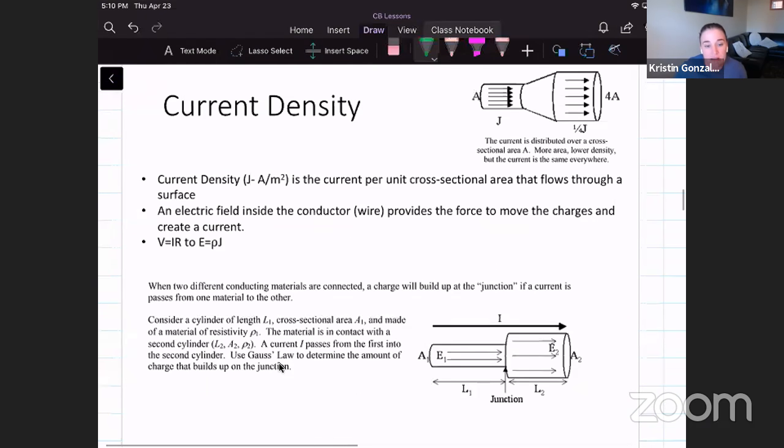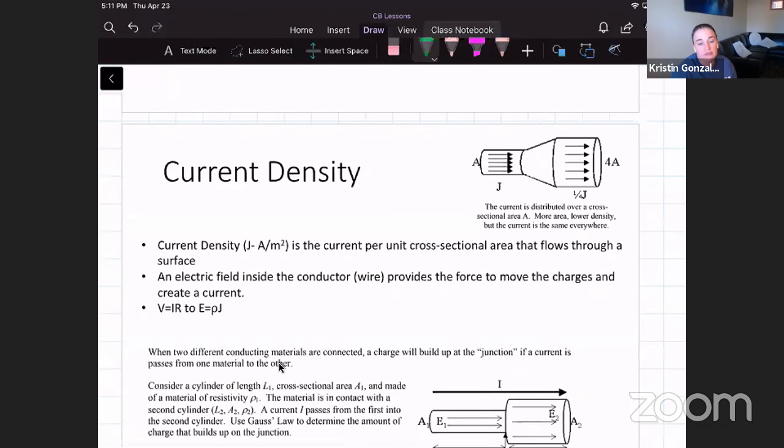And then the other thing we can talk about with current is the current density. Right? So the current density, which is J, is the current per cross-sectional area that flows through a surface. So we can have different wires of different cross-sectional areas. But if this were, let's say, part of one circuit, what would have to be the same throughout this whole thing? Well, if these are in series with each other, the current has to be the same. But if you change that cross-sectional area of your wire, you're changing the current density.